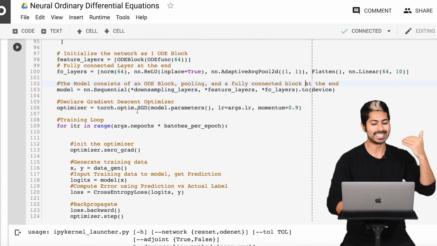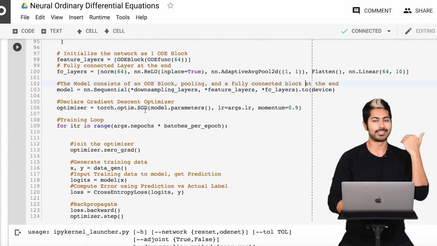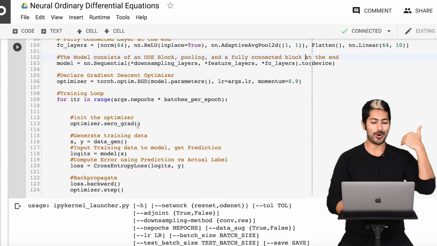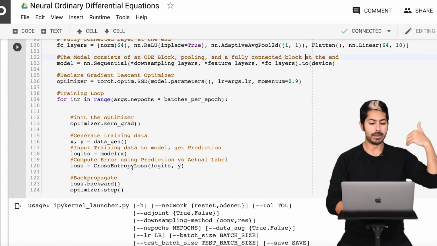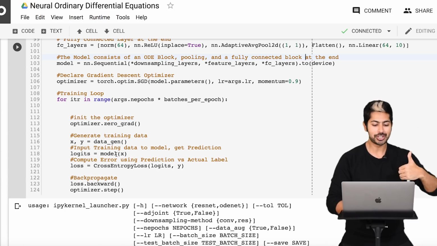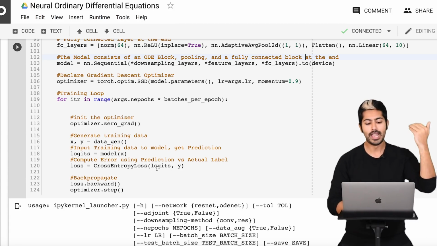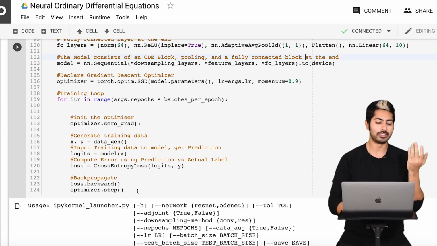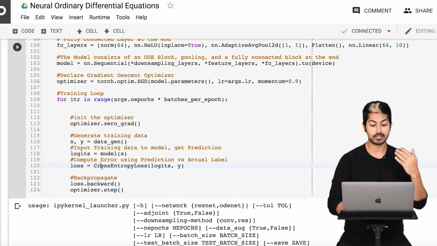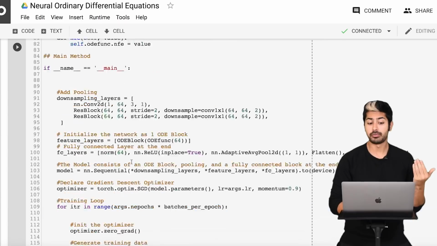We declare our gradient descent optimizer, which is going to be stochastic gradient descent. We initialize our training data. We apply our training data to the model. We get our prediction. We compute our error. What's the difference between the prediction and the actual? And we backpropagate using the optimizer. And that's it, right? So that's the difference here.